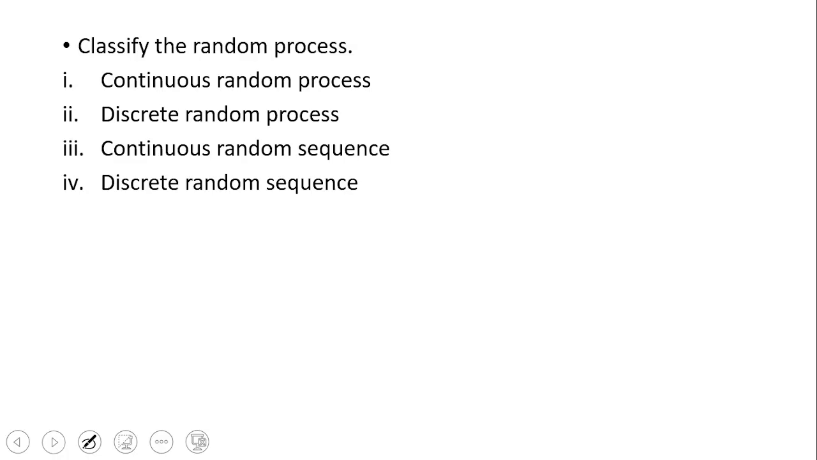Classify random process. A random process can be classified as continuous random process, discrete random process, continuous random sequence and discrete random sequence. A continuous random process, X of t comma s, means both the random variable X and time t are continuous.